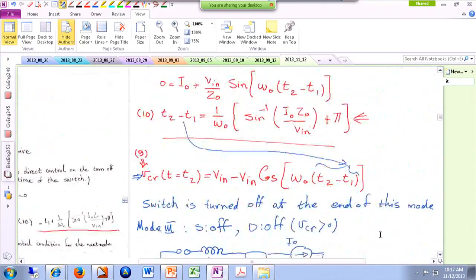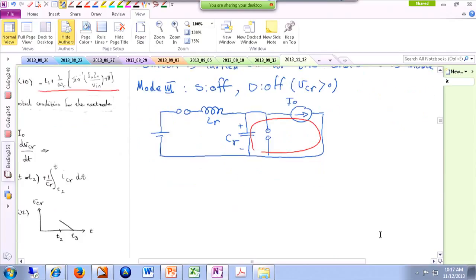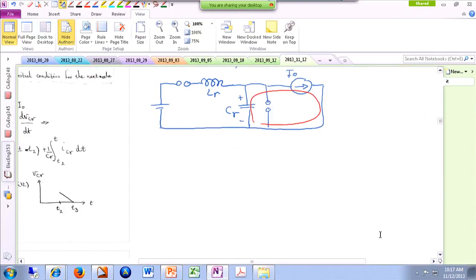So if you look, VCR starts from some initial condition, and that initial condition is this much.